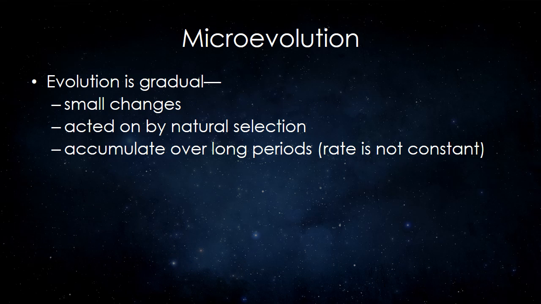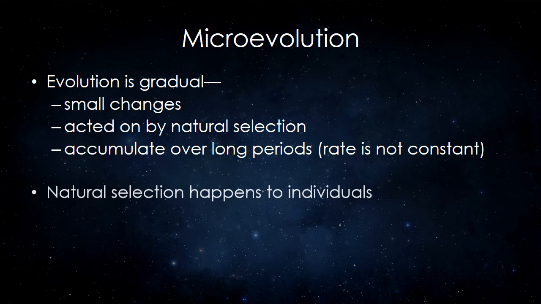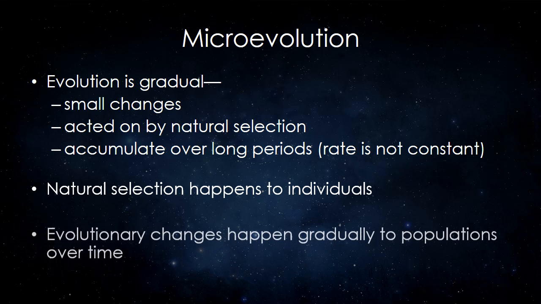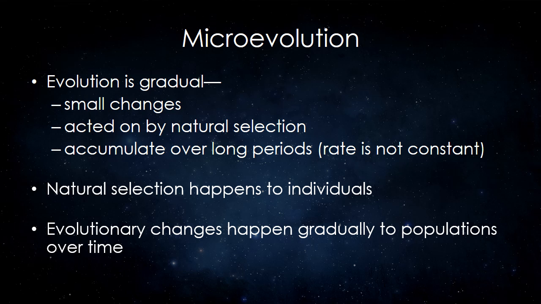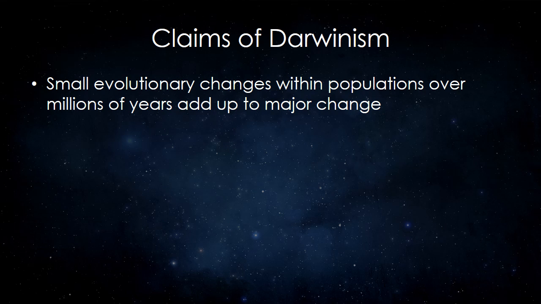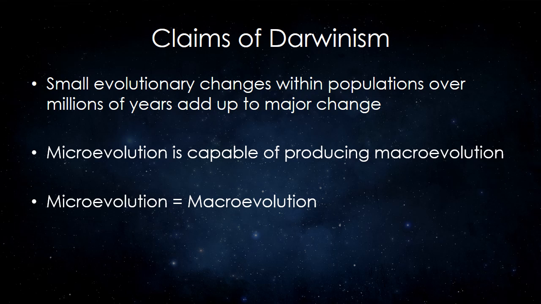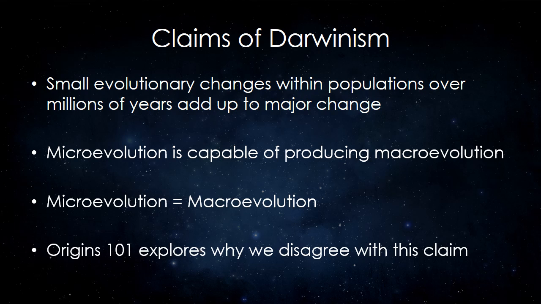Essentially, Darwin believed that evolution is gradual. Small changes, acted on by natural selection, accumulate over long periods of time. It is important to realize that natural selection happens to individual creatures, but evolution happens gradually to populations over time. According to Darwinism, small evolutionary changes within populations over millions of years add up to major change. In other words, the theory claims that lots of microevolution over lots of time equals macroevolution. Throughout Origins 101, we will explore why we disagree with this claim.